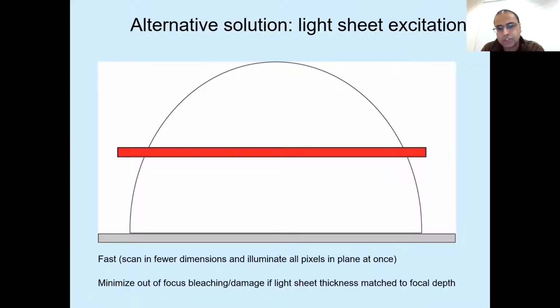So I've made this counting argument to suggest to you that a wide field is more efficient than a confocal, and that, in this diagrammatic form, the light sheet is more efficient than either the wide field or the confocal.